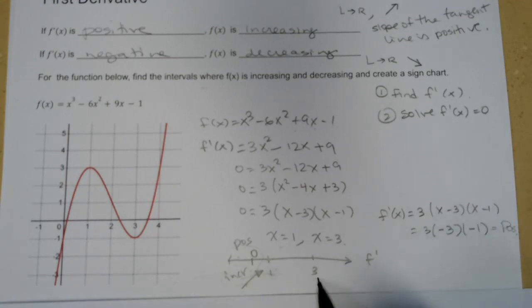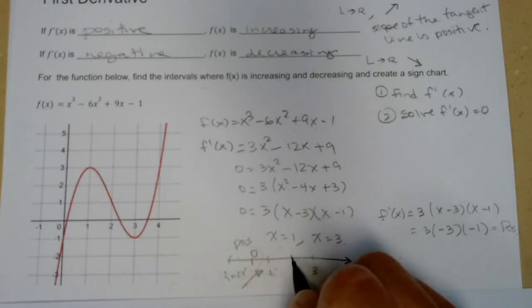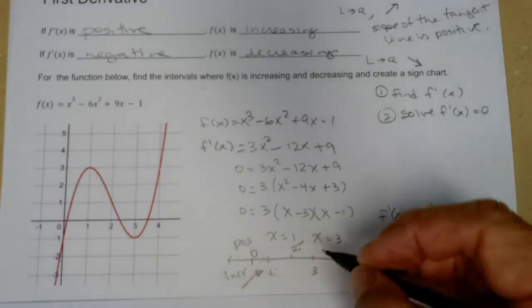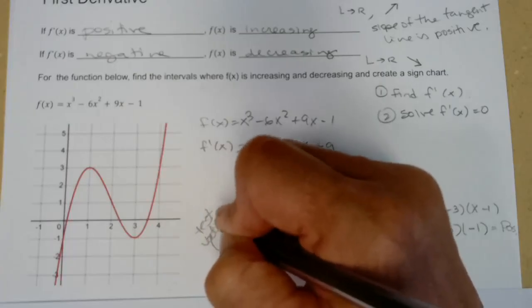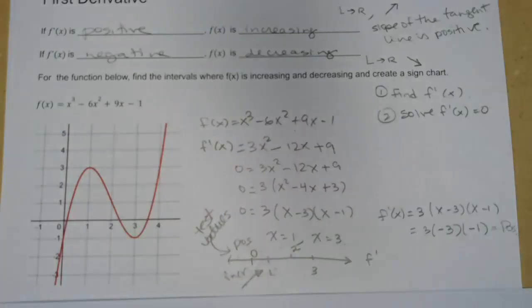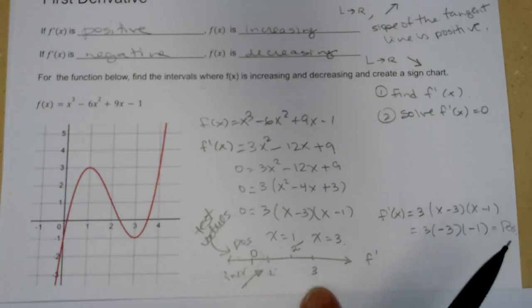Okay. Now we're going to pick a number between 1 and 3. 2 seems like the obvious, easy choice. You'll notice I write my test values up above my number line, just because I don't want them to get confused with these points where it's 0.